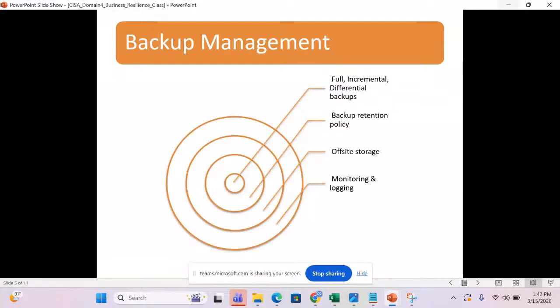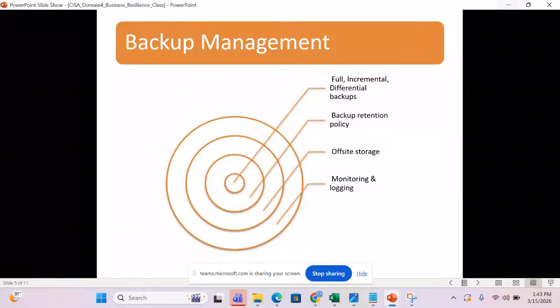Now, what does the 2 mean? The 2 means that I'm saving backups to 2 different types of media. That means one will be offsite, maybe in the data center, and another one will be on the cloud. So I'm saving backups to 2 different types of media.